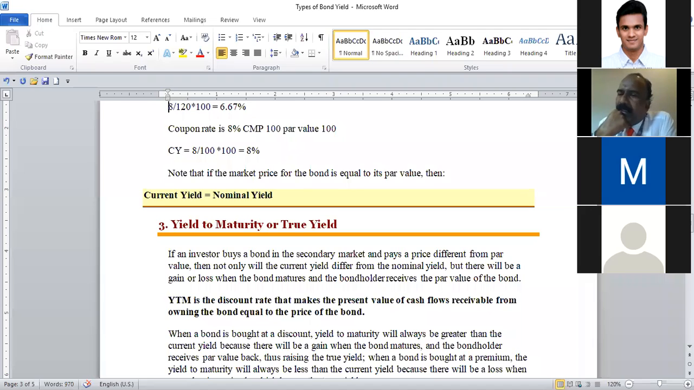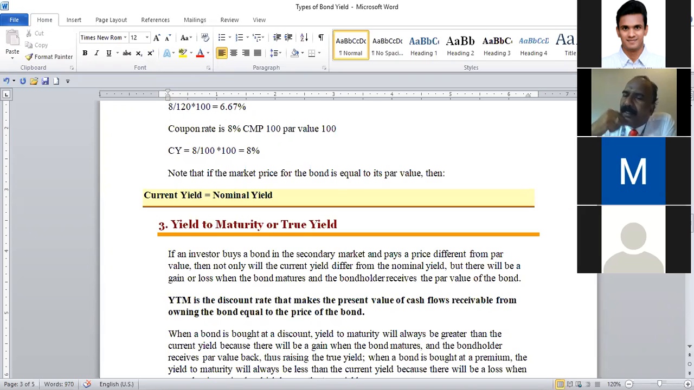The second one is when I is equal to R, the value of the bond is equal to the face value of the bond. Here, R is nothing but yield. Please remember, R, the required rate of return, and yield are one and the same.